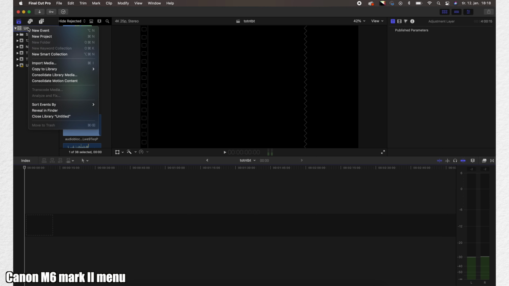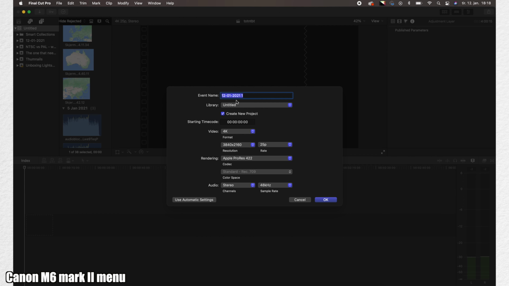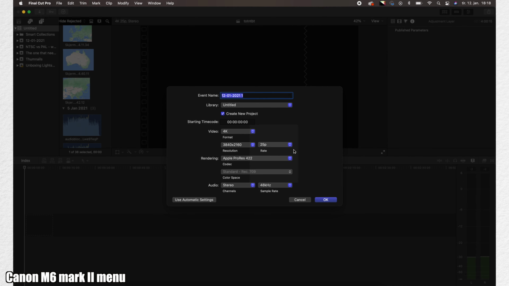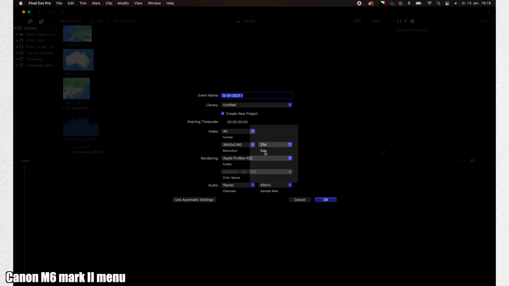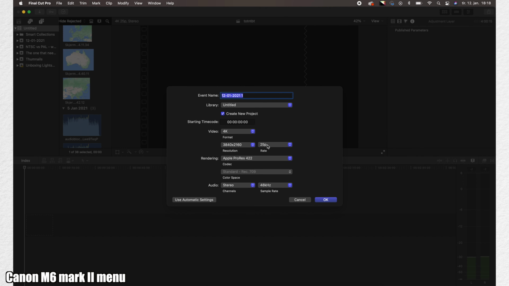But no matter what kind of settings you have your camera in, what's super important is that when you open a project in your editing software, your timeline is set at the same frame rate that your A-roll was filmed in. So if you film something in 25 frames per second, you need to make sure that your timeline is also set at 25 frames per second.